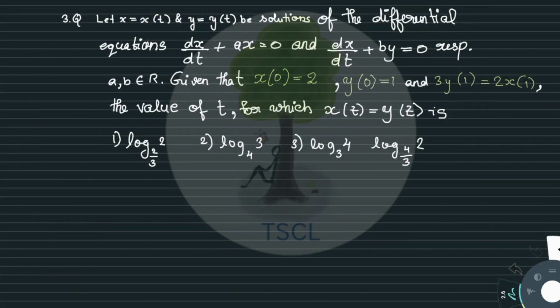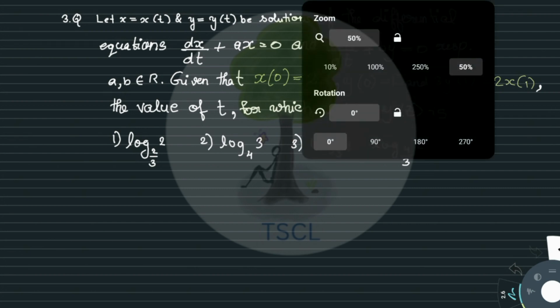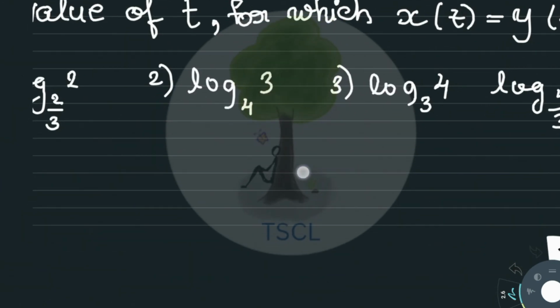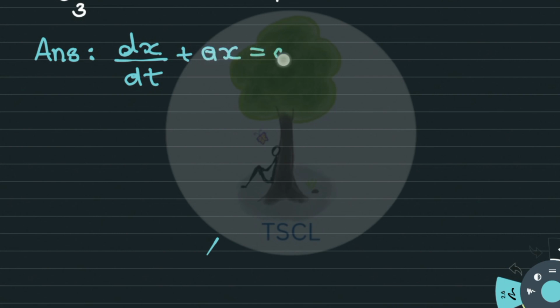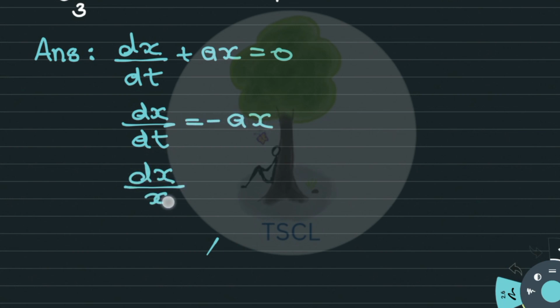This is the third question of JEE Main Session 1 2024. Let's start answering the question. Answer. First, let's write the first equation that is given. dx by dt plus ax is equal to 0. dx by dt is equal to minus ax. dx by x is equal to minus a dt.